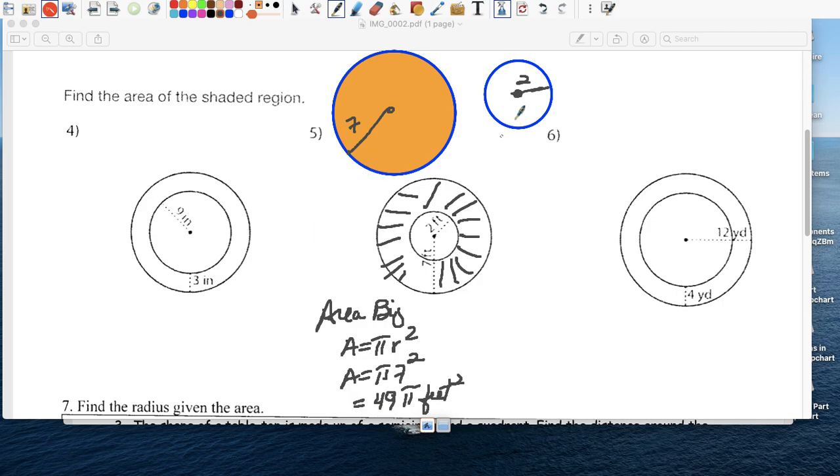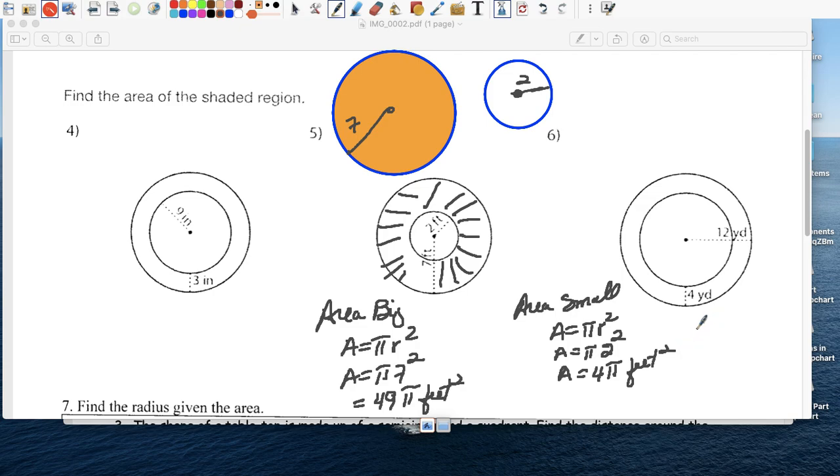And then a small circle here. Area of the small circle. Again, A equals pi r squared. A equals pi, and the radius of the small circle we can see is 2 feet, or 2 to the second power, which is going to be 4. So A equals 4 pi feet squared.